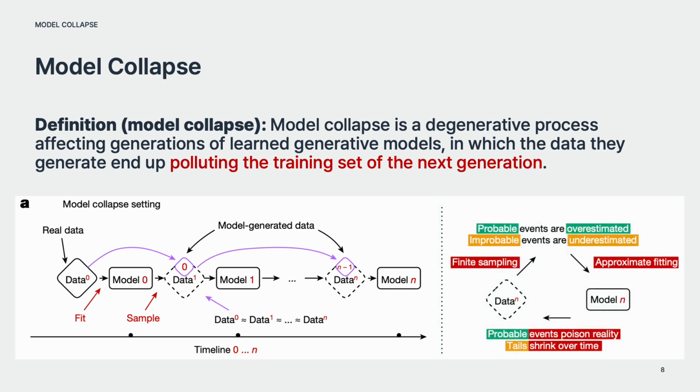Two systematic effects drive model collapse. First, frequent events are overrepresented. High probability patterns are sampled repeatedly and reinforced across generations. Second, rare events are underrepresented. Low probability patterns are less likely to be sampled and gradually disappear. This leads to a shrinking support of the data distribution, especially in the tails.